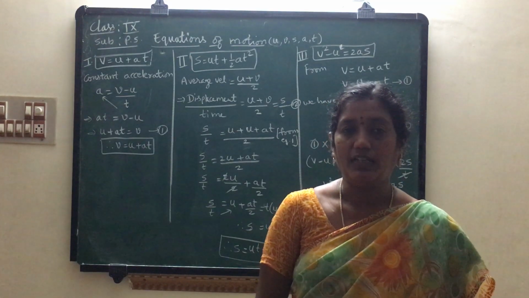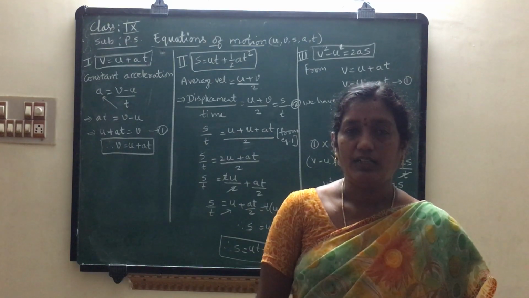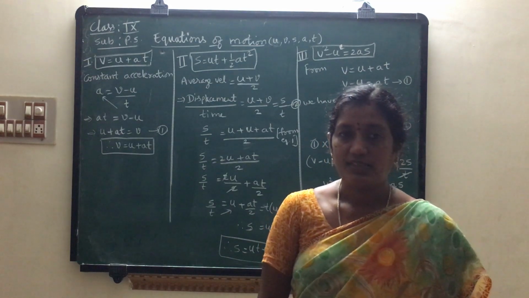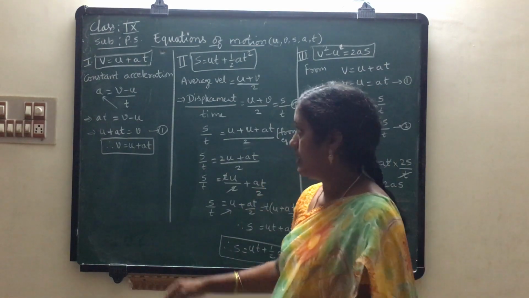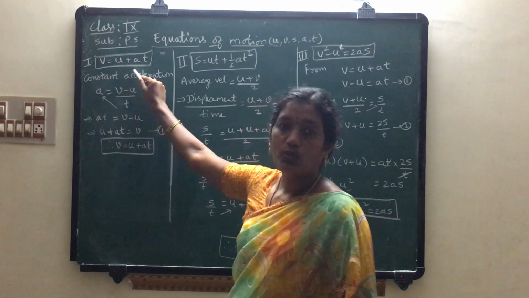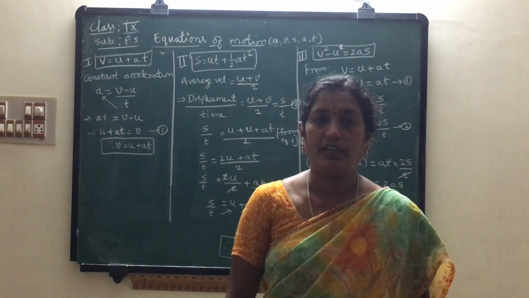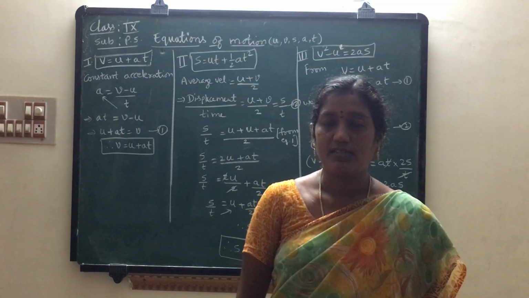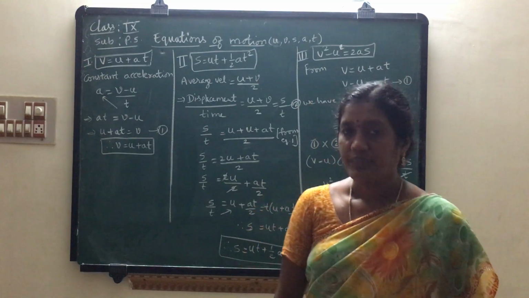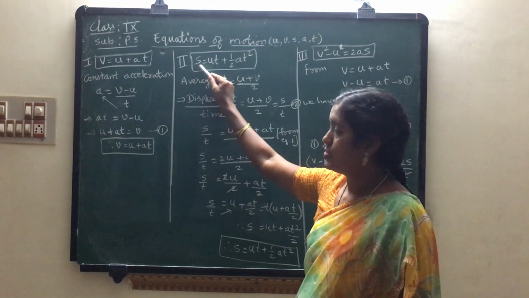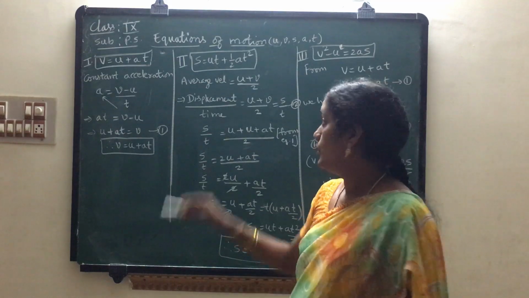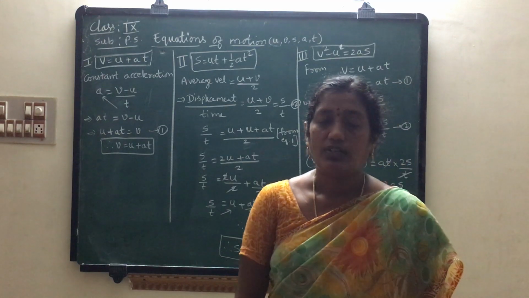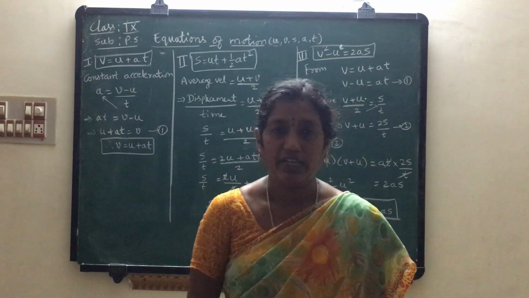Mainly we will have three equations of motion which are very important. What is the first equation of motion, children? See, v is equal to u plus at. Say again, children, v is equal to u plus at. This is called the first equation of motion. Next, what is the second equation of motion? S is equal to ut plus half at square.